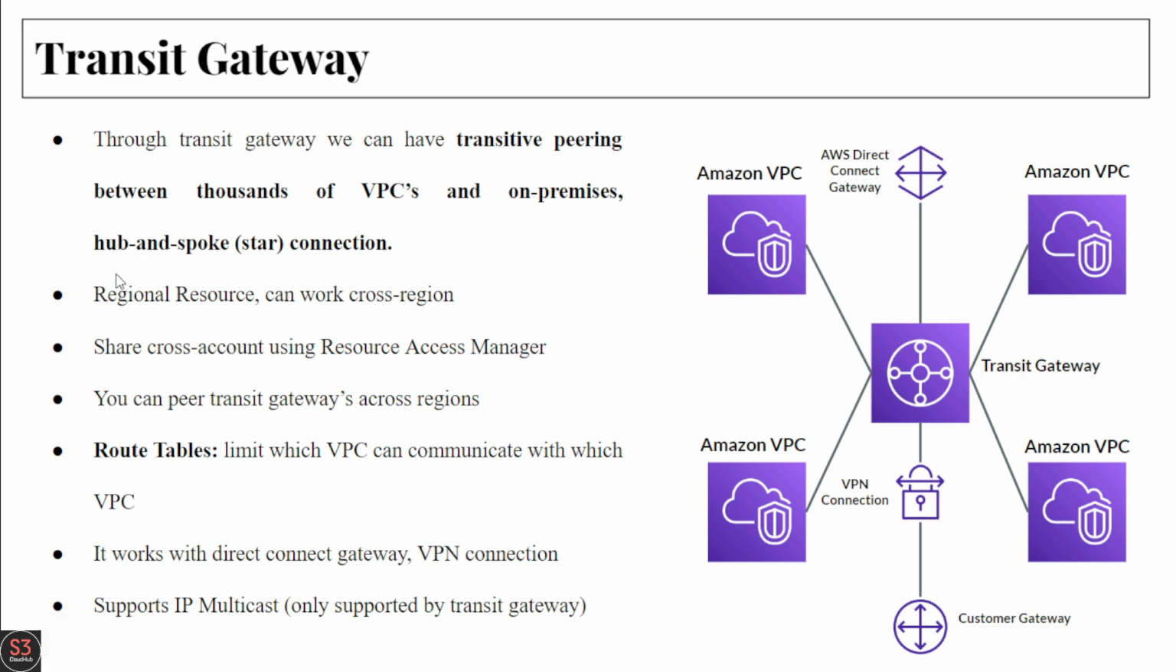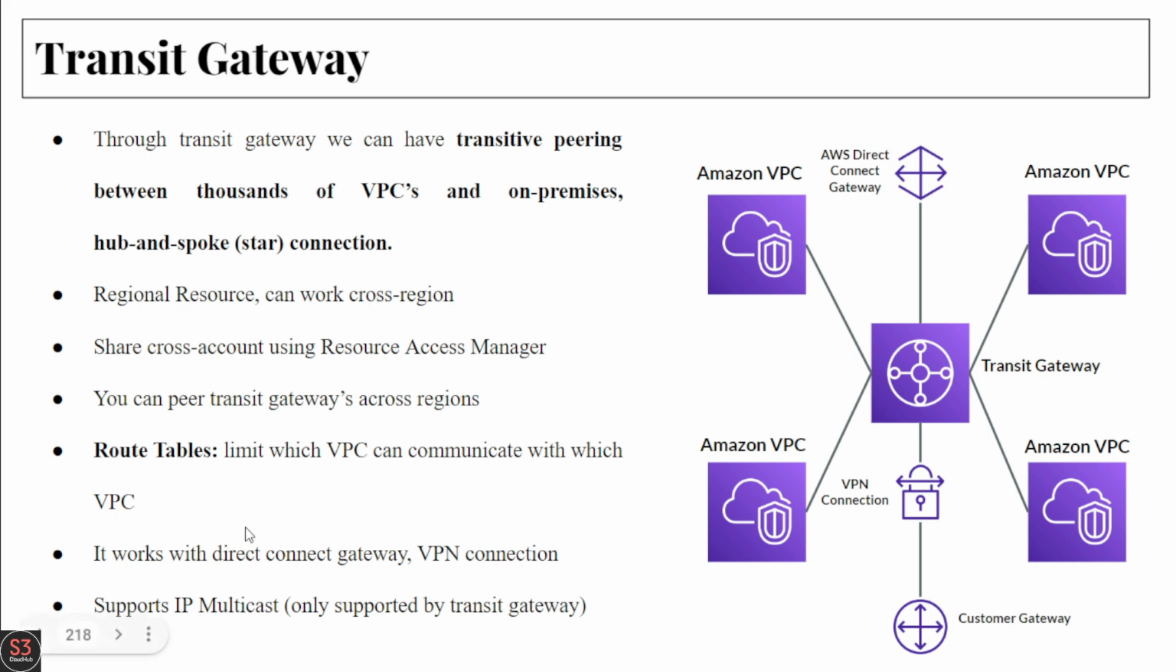It is a regional resource, and it can work cross region. We can share the transit gateway cross account using the Resource Access Manager, which is called RAM. We can peer the transit gateways across regions. We can limit our VPC communication through route tables, so we can limit which VPC can communicate with which VPC. We can limit the connections between our VPCs by specifying routes in our route tables.